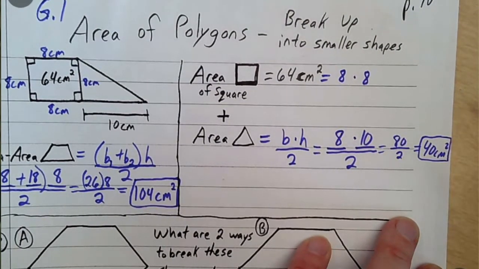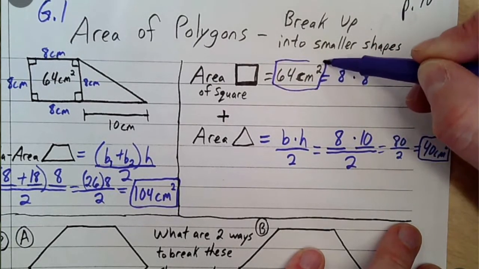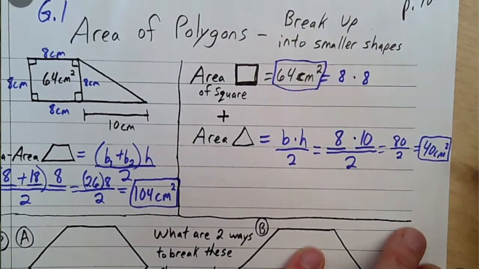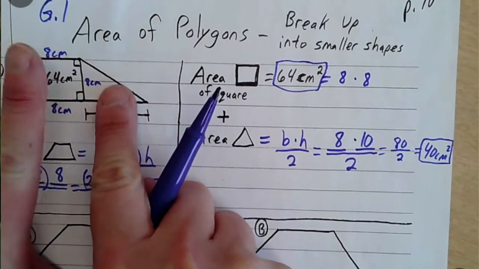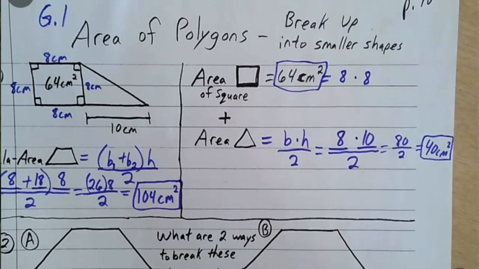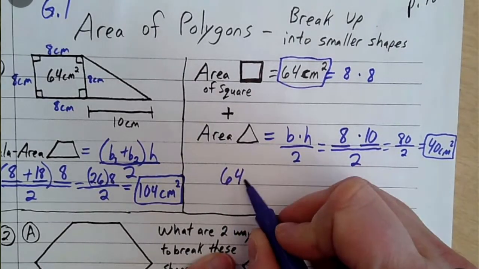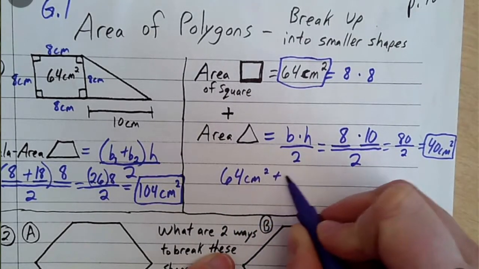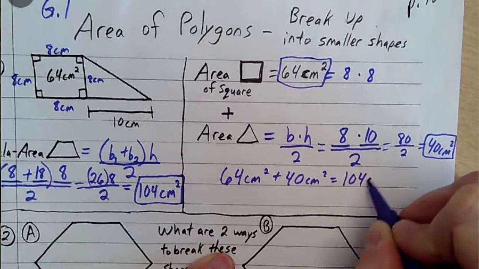So if we know the area of the square is 64 centimeters squared, they had given us that to start, and we just found the area of the triangle. What happens when you add the square and the triangle together? You add those together, your 64 plus your 40, that would be the area of the entire trapezoid. 64 centimeters squared plus 40 centimeters squared equals 104 centimeters squared.